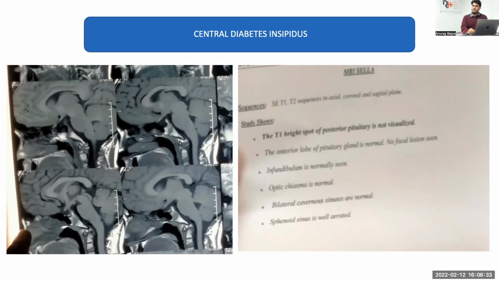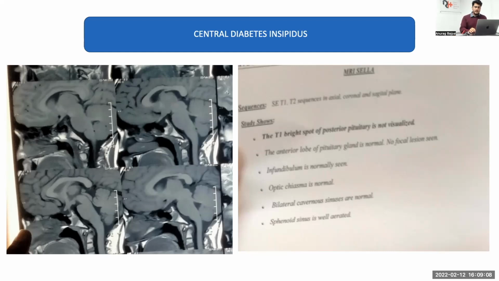Now, what is the role of this finding? How does it help you? In central DI, this spot will go off because you don't have any AVP. In nephrogenic DI, it can also become small in size. So this is a non-specific finding for diabetes insipidus. It can happen both in central as well as nephrogenic. You mentioned, very importantly, the stalk thickening, because that's an important consideration for malignancies and other risks.